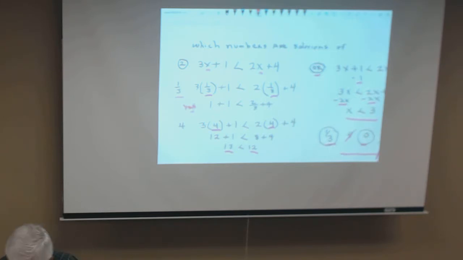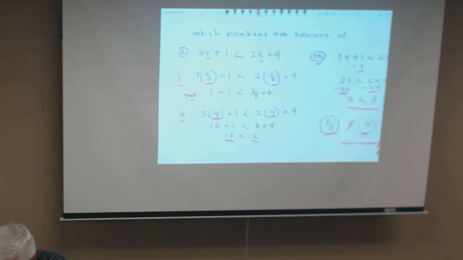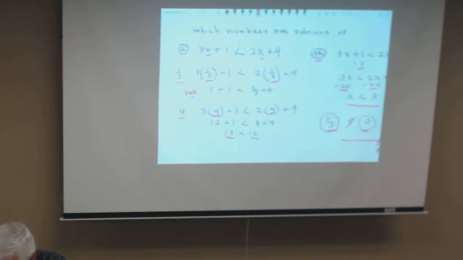So let's try 4. Let's put 4 in there. 3 times 4 is 12, plus 1 is 13. 2 times 4 is 8, plus 4 is 12. Is 13 less than 12? No.